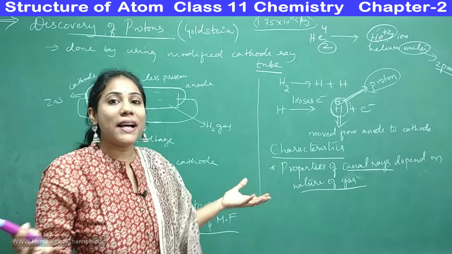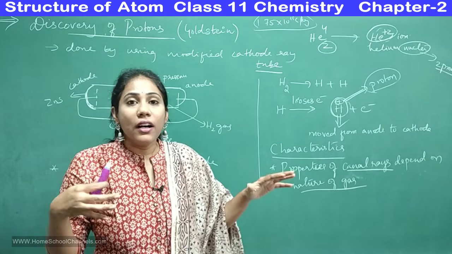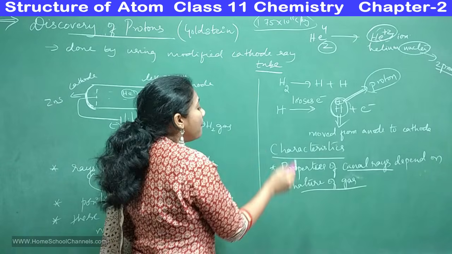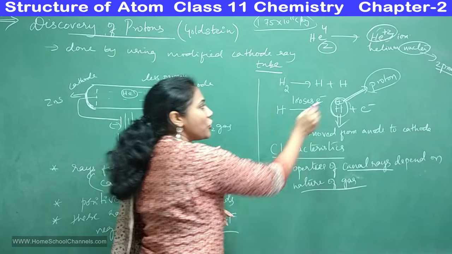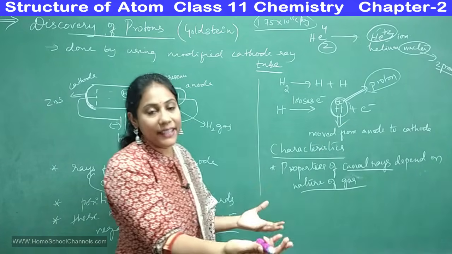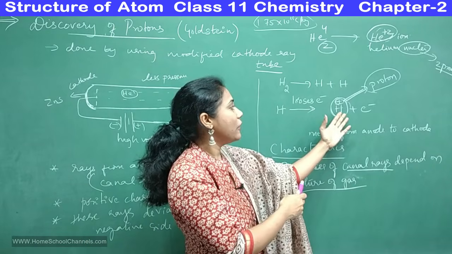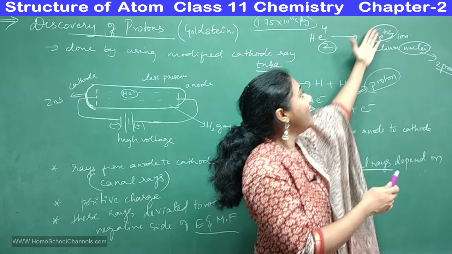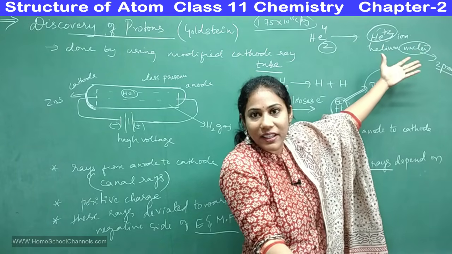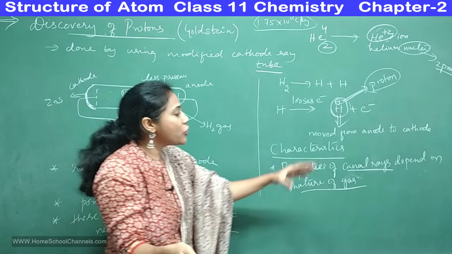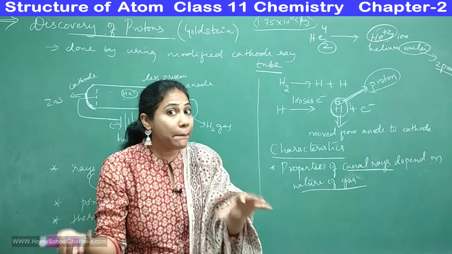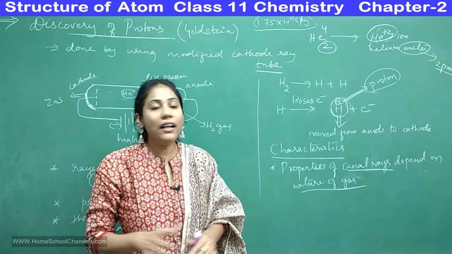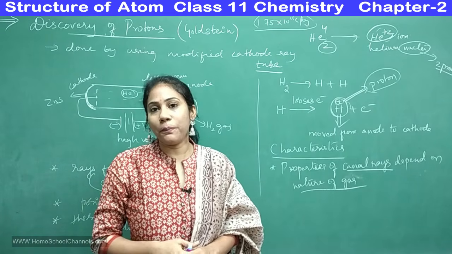So its charge to mass ratio is always a constant value for whichever electron it may be. But what about the charge to mass ratio of a proton? It depends, right? Here proton means H plus. If you take helium gas, it is this nuclei that is formed and its charge to mass ratio will be different, right? So the charge to mass ratio of canal rays also depends on the nature of the gas. You will not find a constant value. Clear? So this is all about the proton.